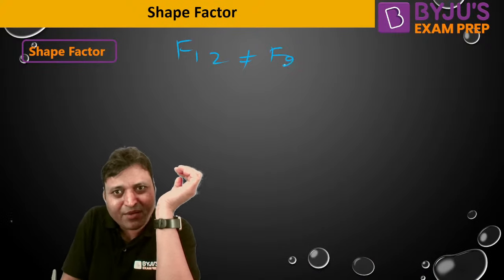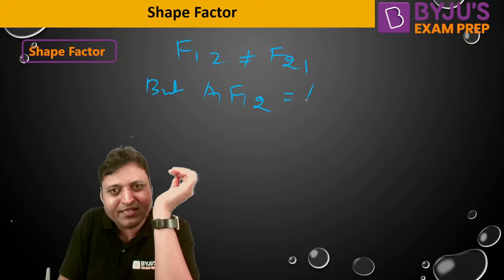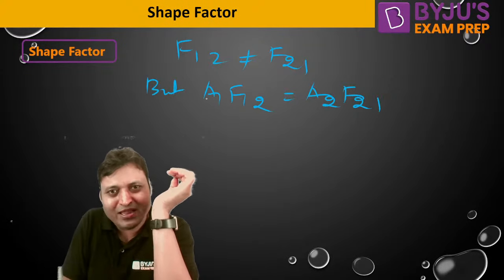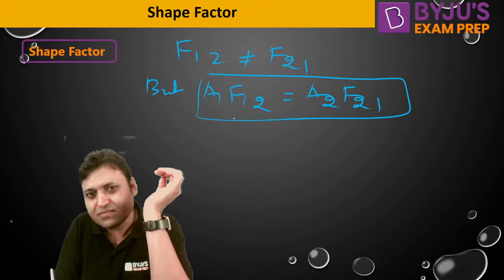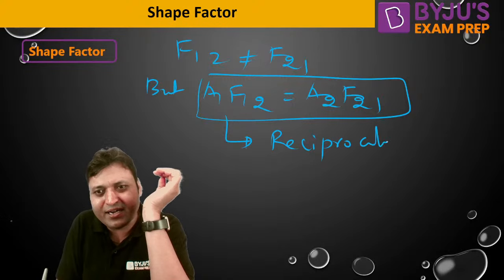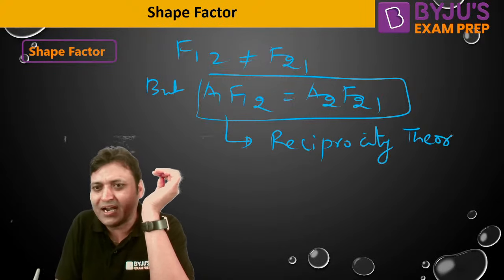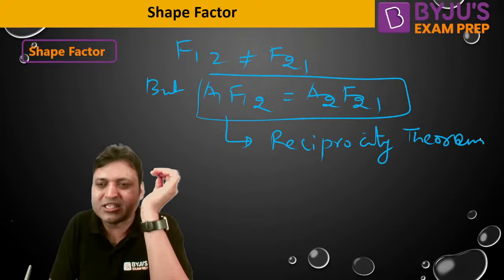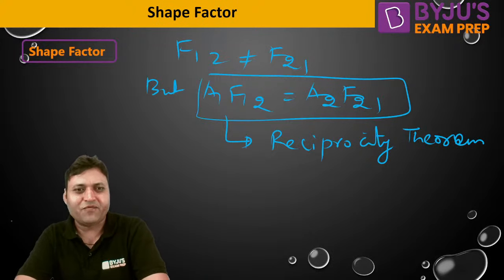F122 is not the same as F221, but A1 F122 is equal to A2 F221. That is known as the reciprocity theorem. That is all about the shape factor.